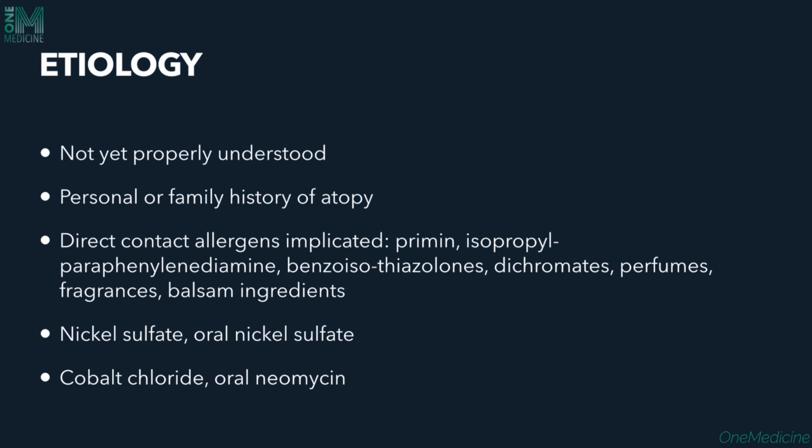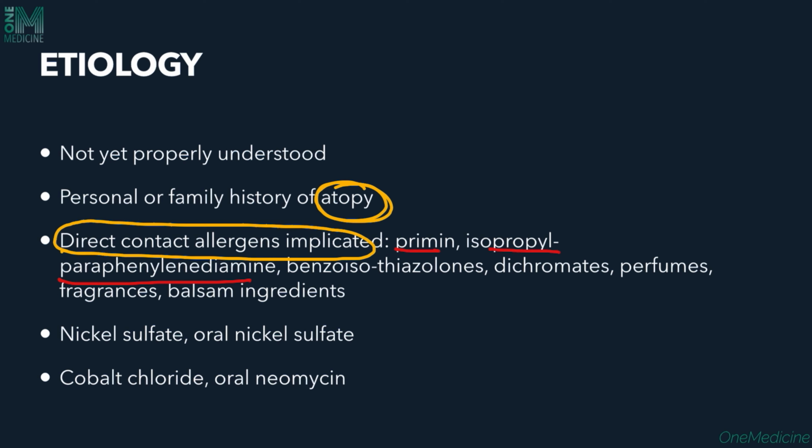There is a personal or a family history of atopy present. Someone in the family or the patient itself can have a history of allergies or asthma or any food allergy or any drug allergy. Direct contact allergens have also been implicated in causing Pompholyx. The allergens which are implicated are primin, isopropyl paraphenylene diamine, benzoisothiazolones, dichromates, perfumes, fragrance, balsam ingredients.